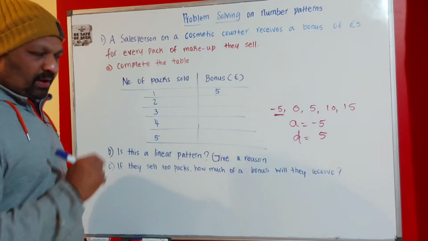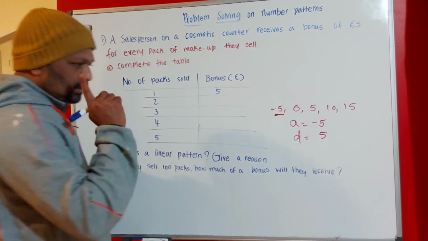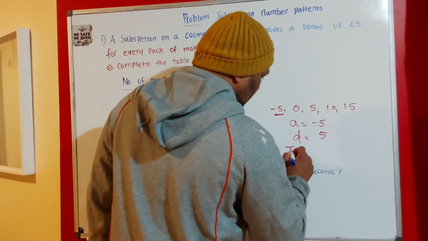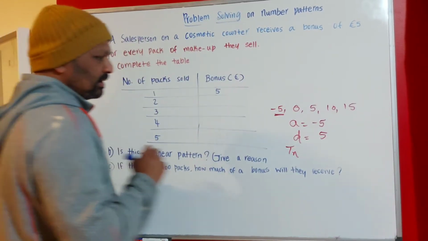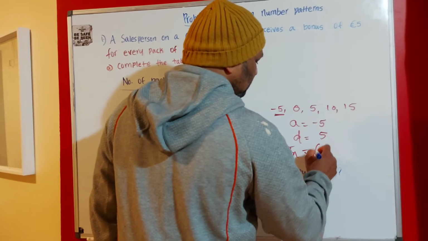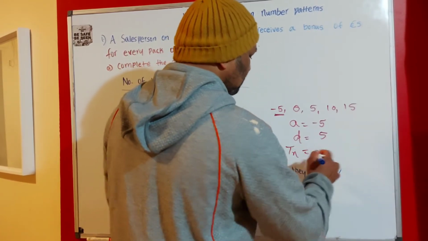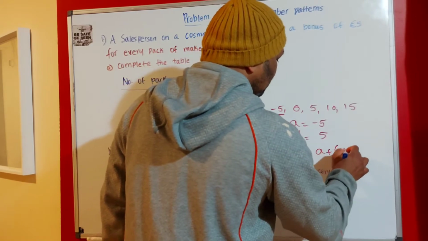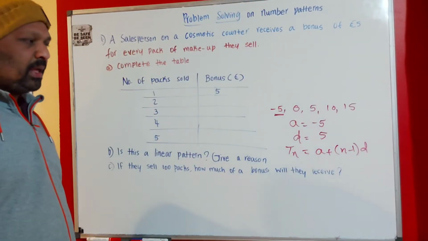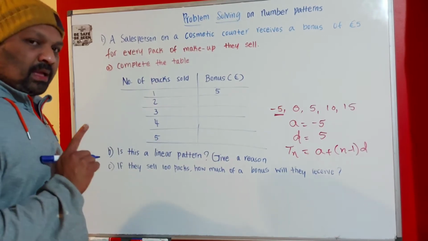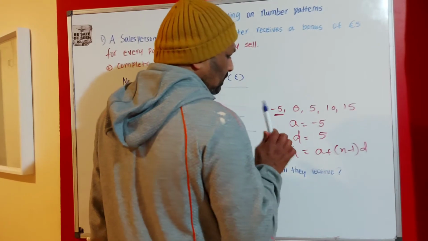Apart from these two, there is another important term, that is the general term, Tn. The formula for Tn is equal to A plus (n minus 1) into D. N minus 1 into D. That is the formula for the general term.